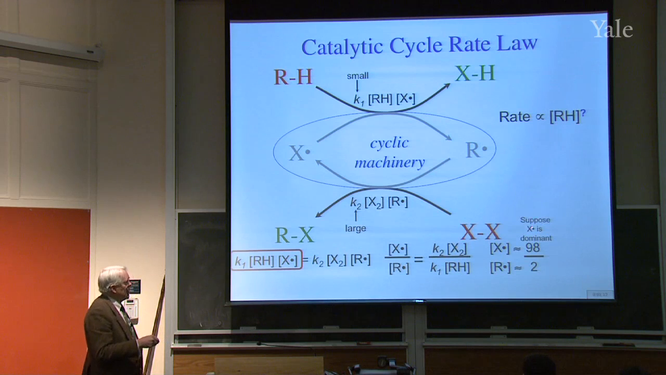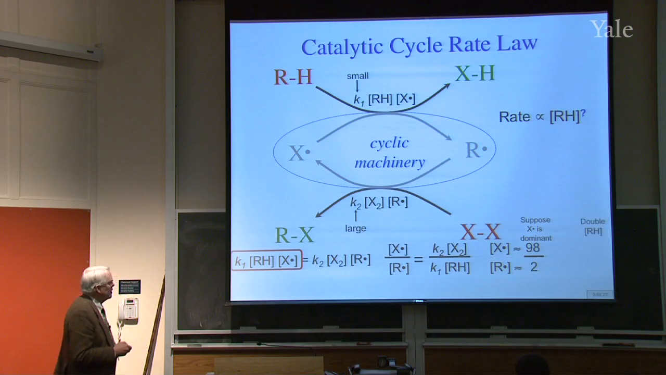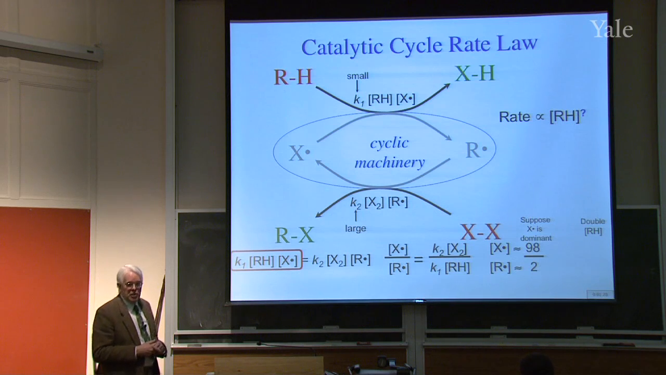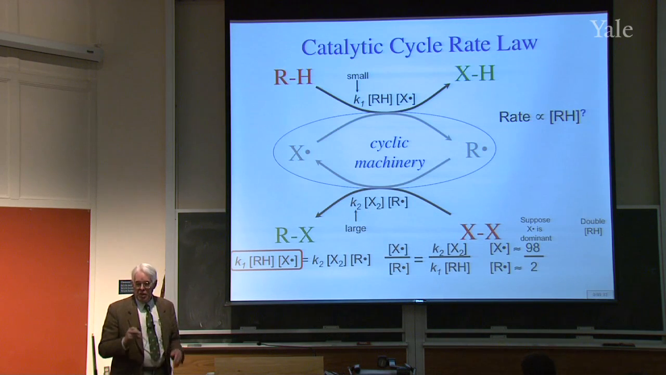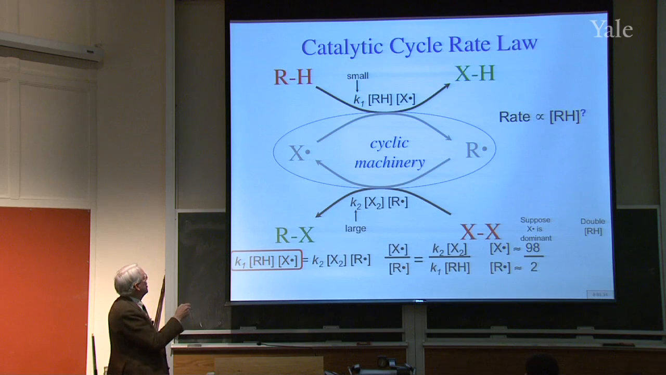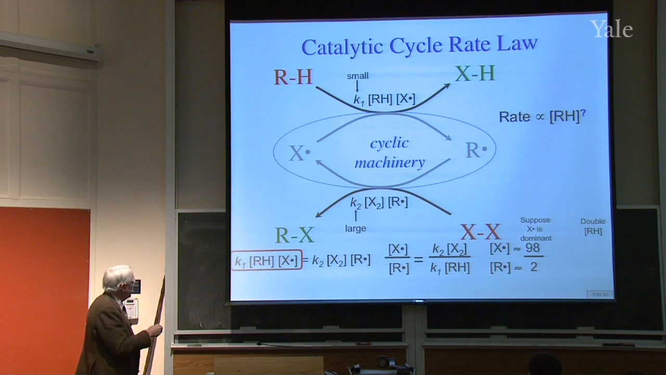So let us suppose that x dot is dominant, right? Suppose there's 98 to 2, the ratio of x dot to r dot, okay? And now let's double the amount of RH, right? We're leaving the radicals the same, but we're doubling the amount of RH, right? So we're going to double this, leave that the same. These are fixed constants, but we're doubling this. So what's going to happen? The ratio is going to change. That's what we've just been talking about, right?